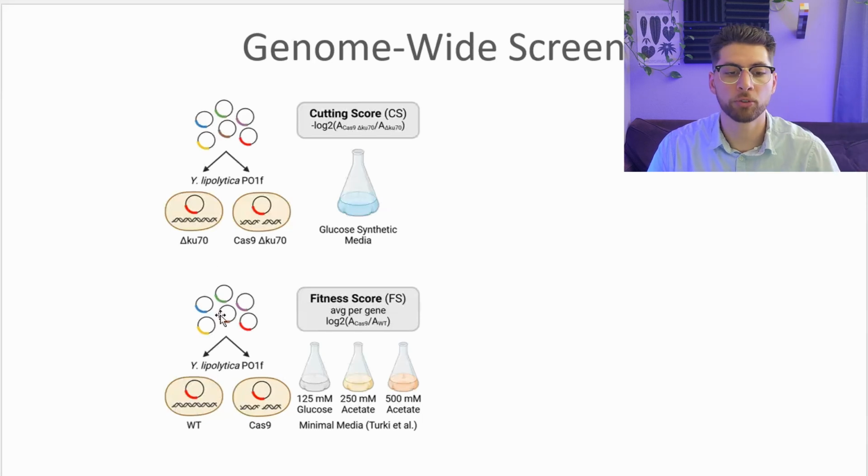And we have to have a control. So in both of these cases, the control population is just going to have a normal distribution of guides, sort of a random distribution of all of the guides. And so we can do this fitness score experiment in glucose, just regular glucose media, as well.